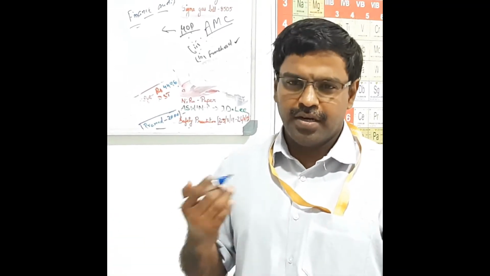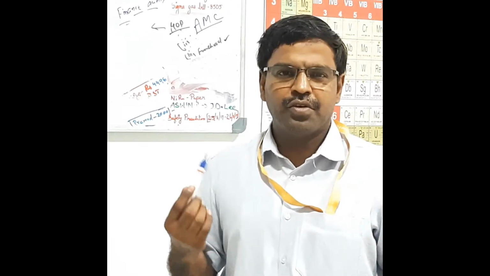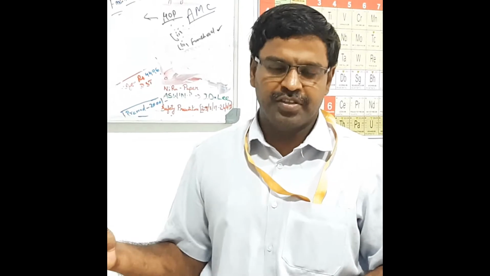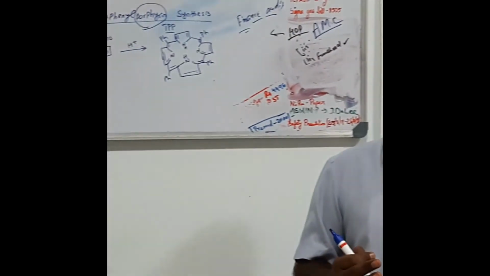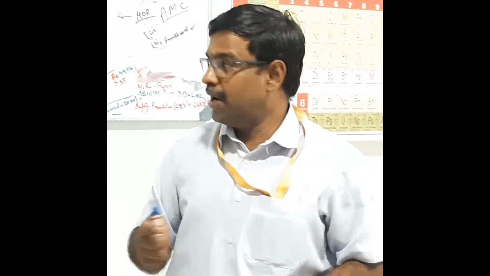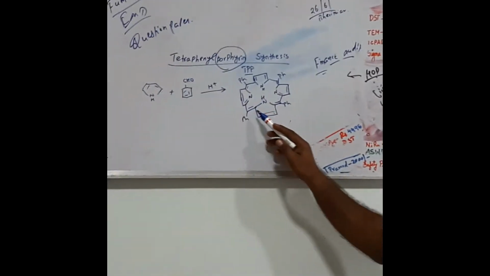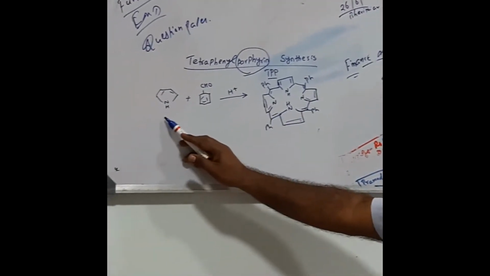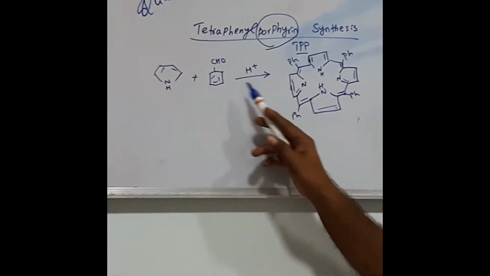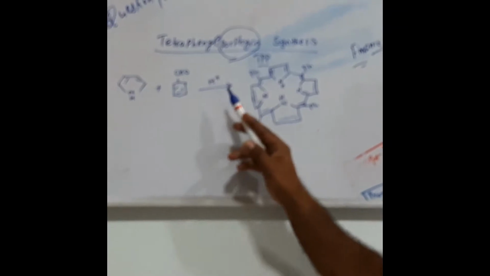Okay, and then the porphyrin molecule is also involved in photosynthesis. One of the major applications of the porphyrin molecule is photosynthesis. Besides that, this porphyrin molecule has other important applications. You know that this is a porphyrin molecule, and you can see that it is derived from pyrrole. When pyrrole and benzaldehyde are treated in the presence of acid, you will get a macrocycle.